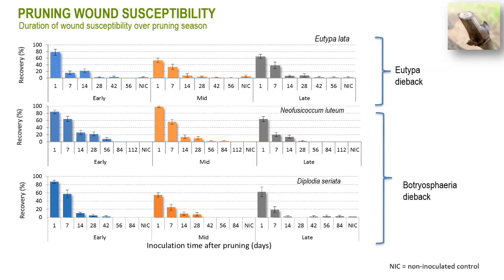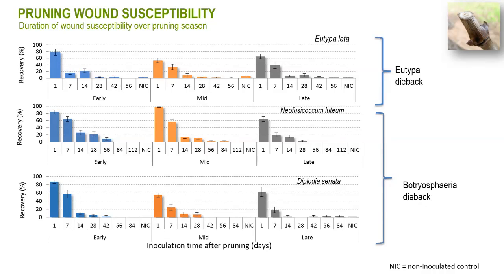In the case of Botryosphaeria dieback, again, we got some similar results. For the second graph, we found that with Neofusicoccum luteum, again, whether you do your pruning early, mid, or late, that very first day after pruning, when the wounds are still fresh, they're really highly susceptible to these spores. However, as the pruning wound starts to heal or age, they become less susceptible. But in the case of these Neofusicoccum luteum spores, we found that even up to 28 days, those pruning wounds were infected. And this is mainly because we used a high dose of spores when we did the inoculation.